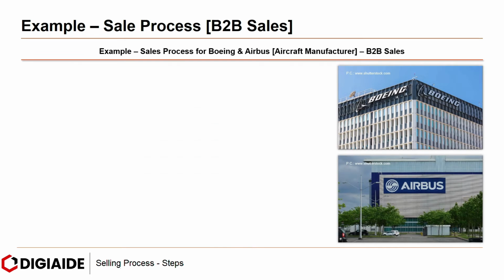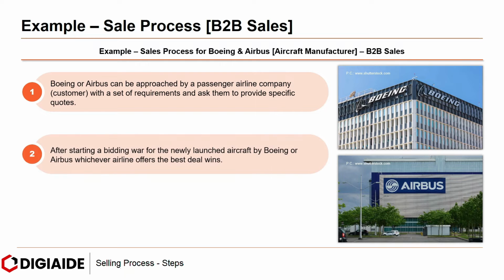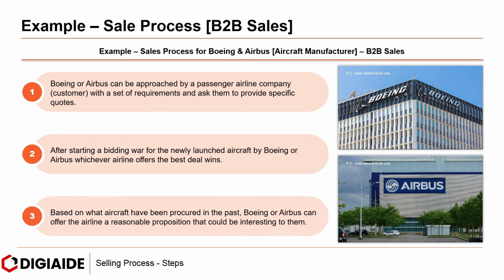Now moving on to an example of a sales process, B2B sales. In this example, we will talk about the sales process for Boeing and Airbus, which are aircraft manufacturers. Boeing or Airbus can be approached by a passenger airline company, the customer in this case, with a set of requirements, asking them to provide specific quotes. After starting a bidding war for the newly launched aircraft by Boeing or Airbus, whichever airline offers the best deal wins. Based on what aircraft have been procured in the past, Boeing or Airbus can offer the airline a reasonable proposition that could be interesting to them.